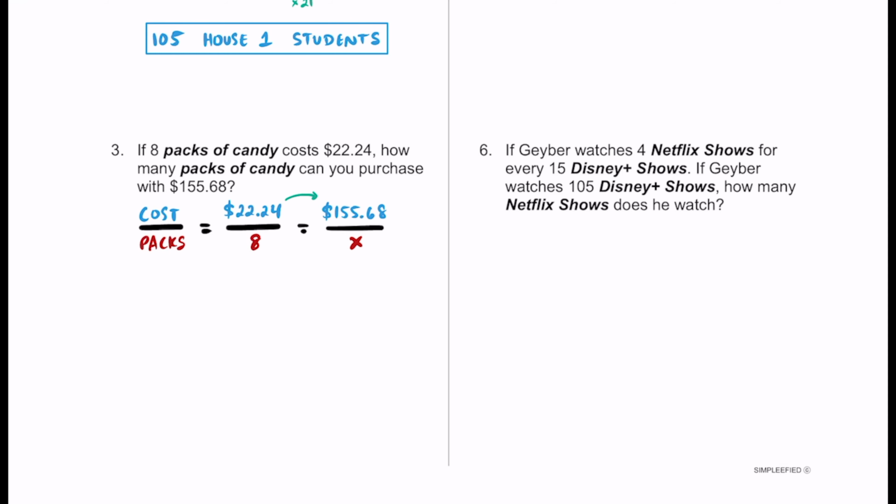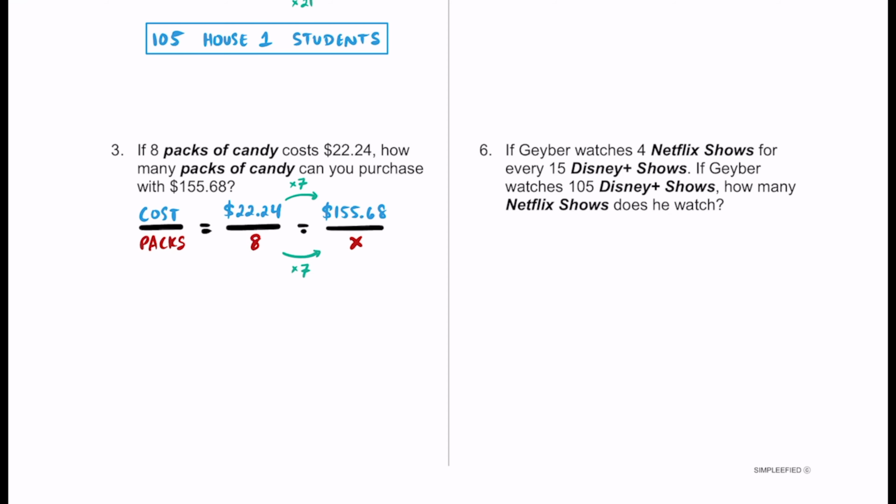We can go ahead and do some long division. Now to figure out how many times 22.24 fits into 155.68, you should go ahead and do some long division or write out some multiplication on the side. Now I'm going to tell you right now that it's going to be times 7, but if you don't know that off the top of your head, then you should definitely write that down. Okay, so if we have 7 times more money, then we should be able to buy 7 times more of these packs of candy.